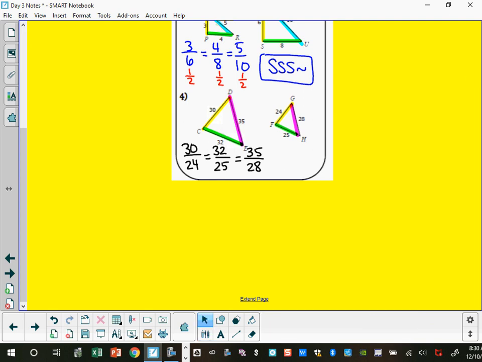I want you to simplify those fractions and tell me if you get the same ratio. When you simplify, do them one at a time. So do 30 over 24.